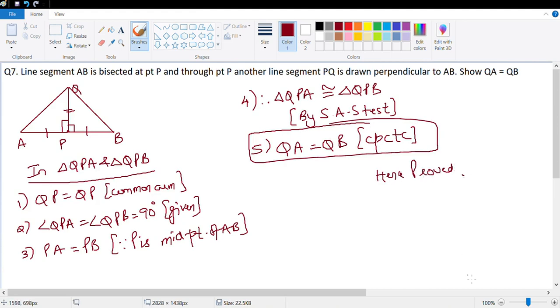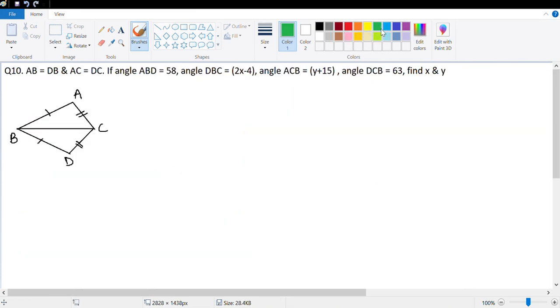Perfect. This was fairly simple. Let's look at the next homework question. The next homework question is question number 10. Question number 10 says AB is equal to DB, already shown in the diagram. AC is equal to DC, already shown in the diagram. Angle ABD, also this big angle here, is given equal to 58 degrees. Angle DBC, this small angle here, is given equal to 2x minus 4. Angle ACB, which is this small angle here, is y plus 15. And angle DCB is given equal to 63 degrees. We need to find the value of x and y.